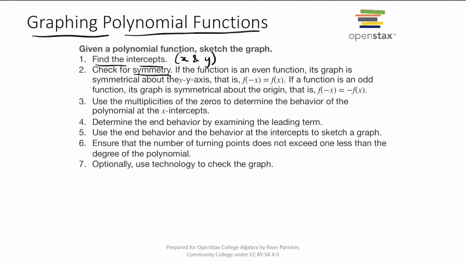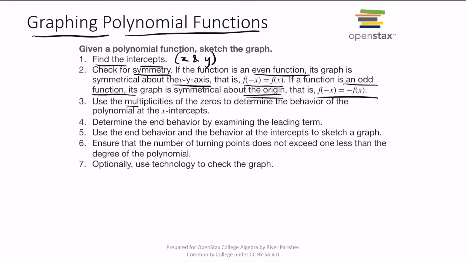Second is to check for symmetry. Symmetry represents whether both the ends are pointing upward or downward. That difference comes from the fact that we have to check whether it's an even function or an odd function. If f of minus x is equal to f of x, it's an even function and it's symmetrical about the y-axis. And if the function is an odd function, it's symmetrical about the origin, where f of minus x is equal to negative f of x.